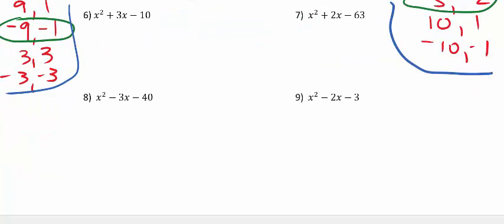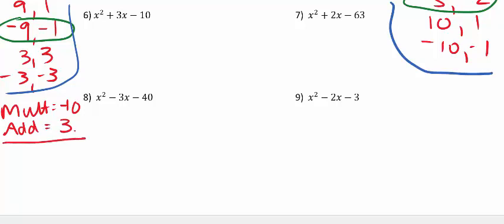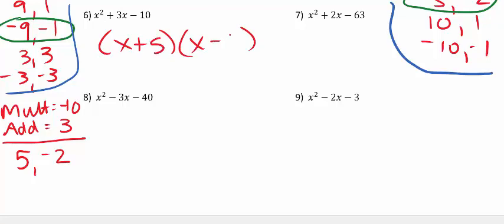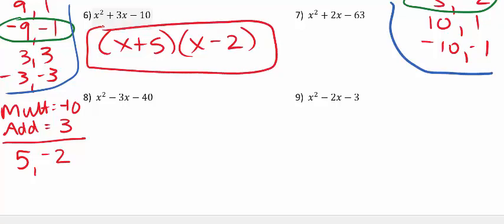Now for number 6, we're looking for two numbers that multiply together to be negative 10 and then add together to be 3. And the more we practice with this, the easier it's going to be to find the two numbers right away, and we won't even have to write this down. Maybe you can see now that the two numbers are going to be 5 and negative 2, because 5 times negative 2 is negative 10, and 5 plus negative 2 gives me a positive 3. So when we write this in factored form, we'll have x times x is x squared, 5 times negative 2 is negative 10, and 5 plus negative 2 is a positive 3.